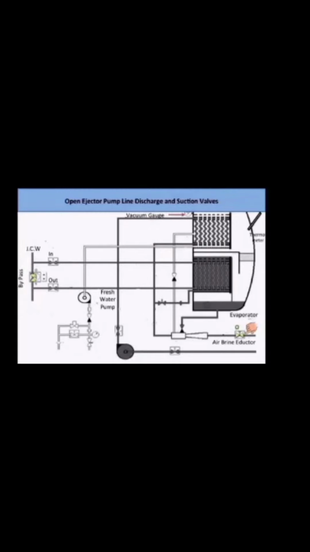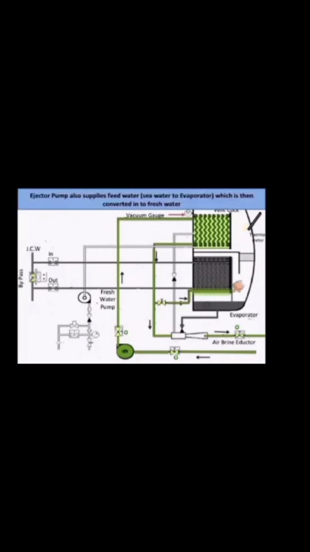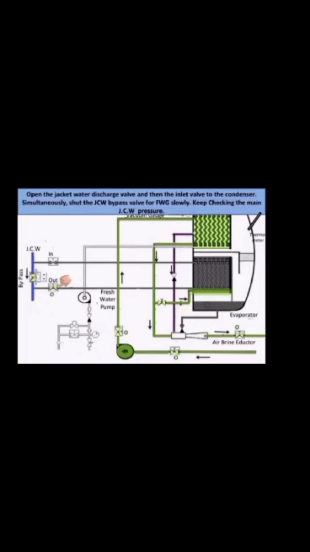Next, open the injector pump line discharge and suction valves, and also open the feed water valve to the FWG evaporator. Start the injector pump. Water will pass through the condenser and the air with brine eductor. The injector pump also supplies feed water, seawater, to the evaporator, which is then converted into fresh water. The eductor will also create vacuum in the FWG.